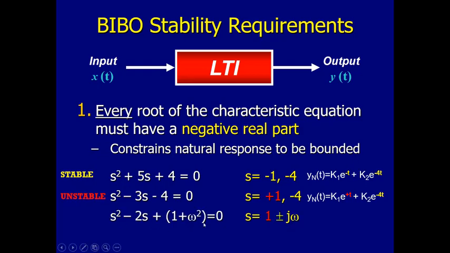Here's a characteristic equation that actually has a set of complex conjugate roots that are 1 plus or minus j omega. This would be an unstable system. The natural response, if we looked this up in our table, would be e to the real part of the root t times a cosine omega t coming from the imaginary part of the root, and perhaps plus some sine term. The problem here is this real part of the root gives us an e to the plus t, a rising exponential. So even though it's oscillating, that oscillation is getting larger and larger and larger. This would be an unstable system.